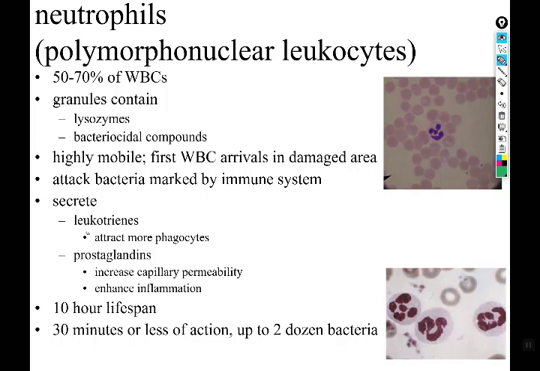So these guys secrete leukotrienes, which are another class of chemicals. Leuko means white, and trienes, think of that being like triage, right? So they're going to triangulate and triage more leukocytes to come to the place where they're needed. And of course, I already mentioned prostaglandins.